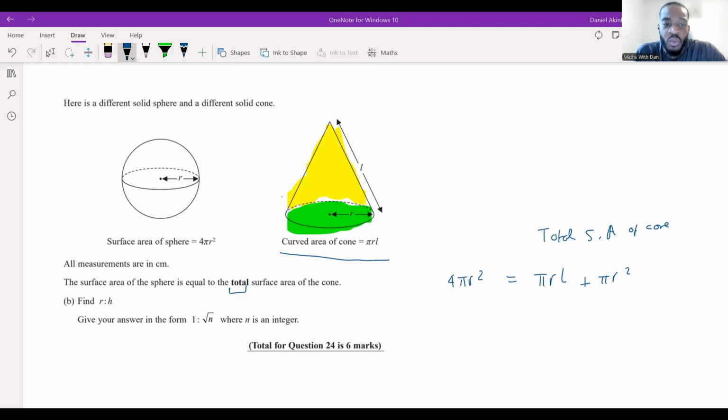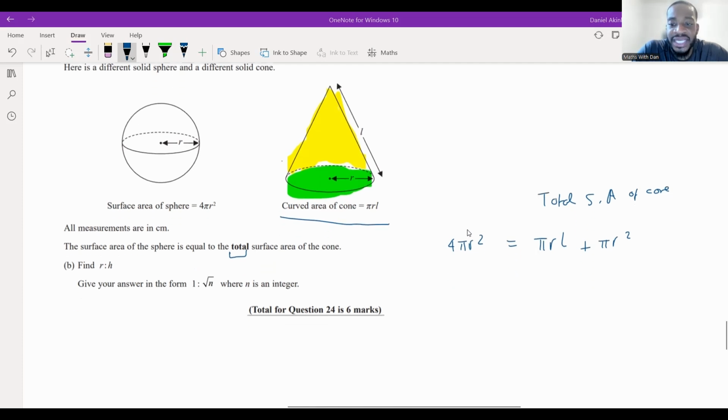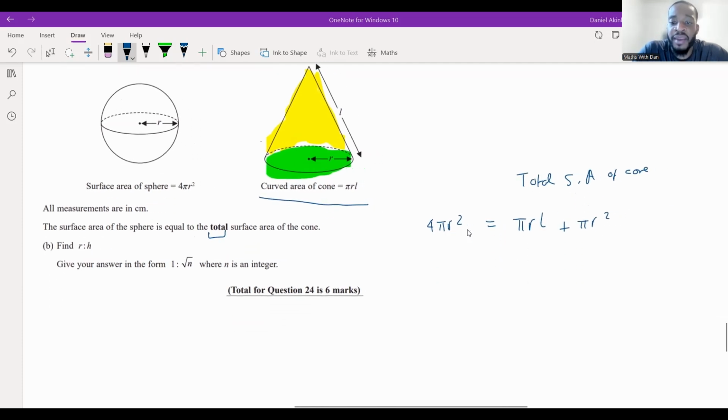Yeah. Now again, we're trying to find R to H, so we need R divided by H. So what can I do? Well, from here, I can divide by pi again. I've got a common factor of pi everywhere. So it's going to be 4r squared is going to equal, we've divided by pi, apologies, r l plus r squared, like that.